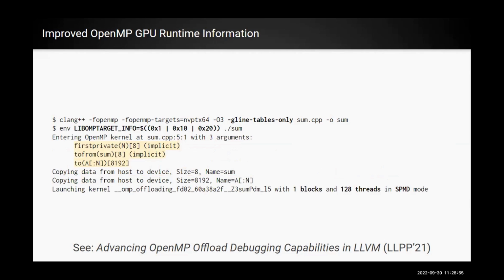If you have things like LIBOMPTARGET_INFO, it's a bitmap. You can use it to get information out of the runtime while the program is running. Here, it tells you about implicitly mapped arguments, which is something you can't otherwise really know. I mean, they're implicitly mapped. So you see, hey, this argument was captured a certain way, and so on and so forth. So we can provide you with that information. And if you enable -g or -gline-tables-only, you actually get variable names and source line information and so on and so forth. So all of that should work.